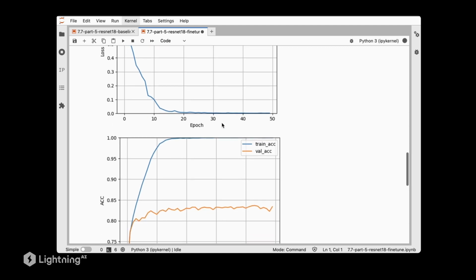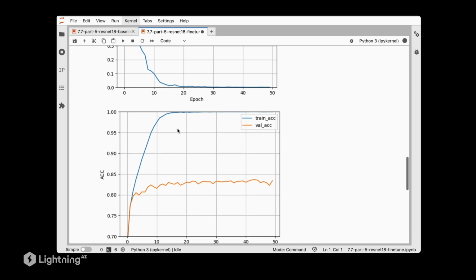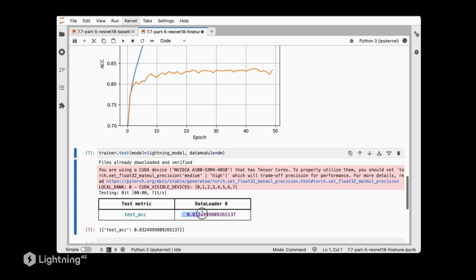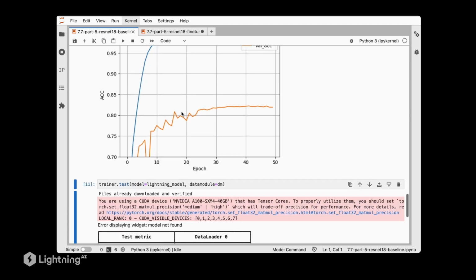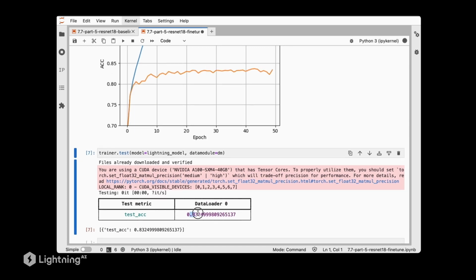What we are interested in now, though, is did the accuracy improve compared to the baseline? So what does the test accuracy look like here? And we can see it's 83.2%, which is a slight improvement over the baseline. In the baseline we got 81 something percent, and now we have 83 something percent. So it's not really that huge, and that is because we were using that small CIFAR-10 dataset, where we don't have that many images.